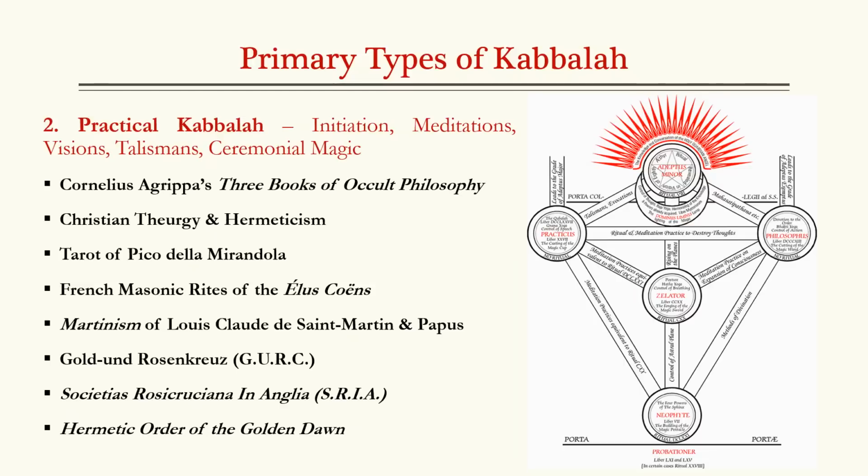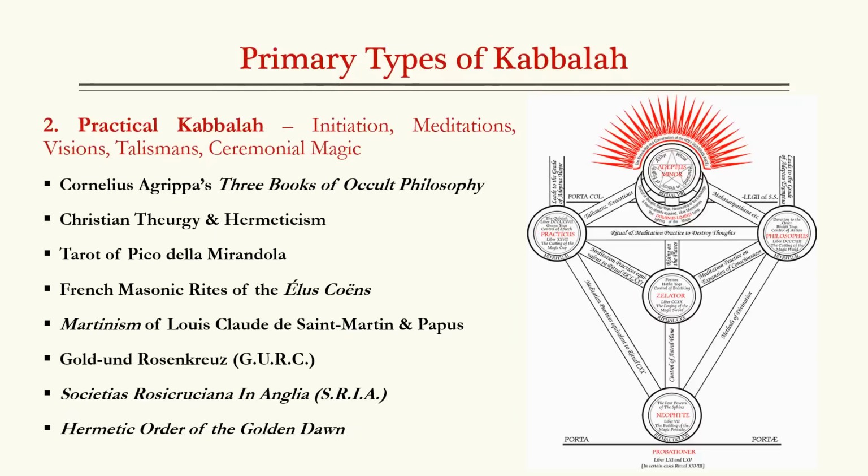So other aspects of practical Kabbalah are Christian theurgy and Hermeticism. So mystical meditations. You could perhaps even lump in St. John of the Cross. He wasn't a Kabbalist, but he definitely touches the same mystical ideas. The tarot of Pico della Mirandola. The French Masonic rites of the Elus Cohen. The Martinism of Saint-Martin and Papus.